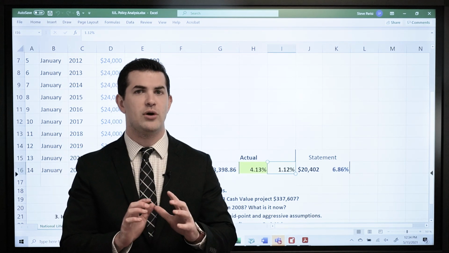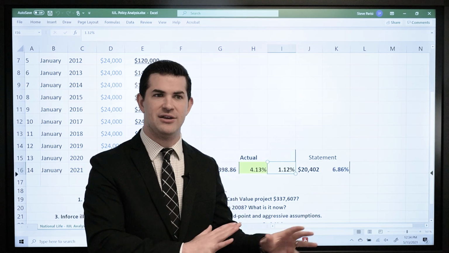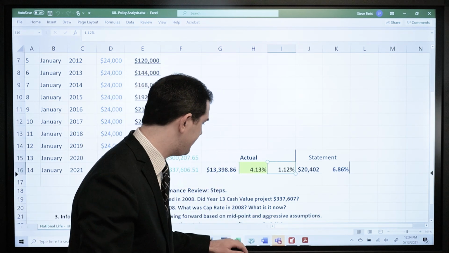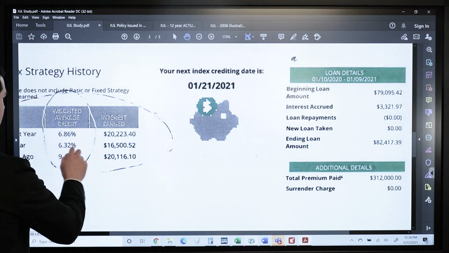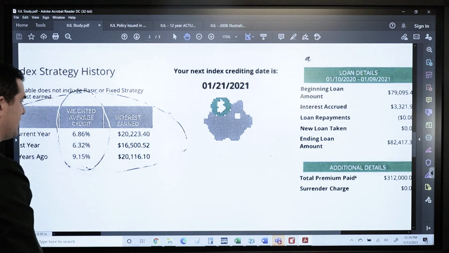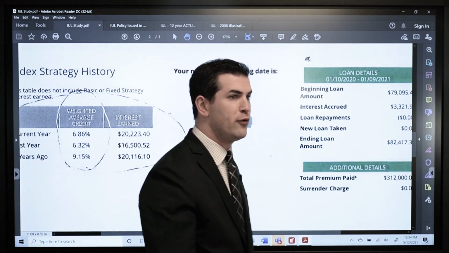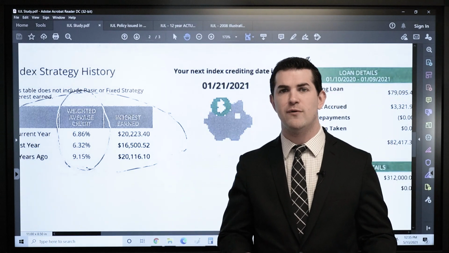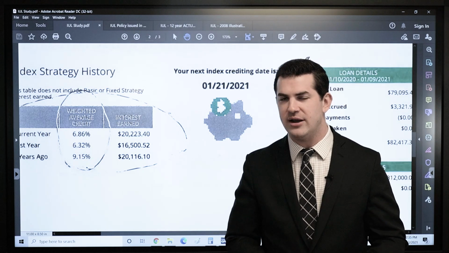But again, looking at actual performance for transparency here, the purpose of this case study right here is to say, when I see an annual statement that tells me I'm earning almost 7%, but then I see my growth for that year is a little over 4%, and my overall growth over the past 13 years has been just over 1% tax-free. Is it worth it? That's what I like to look at.